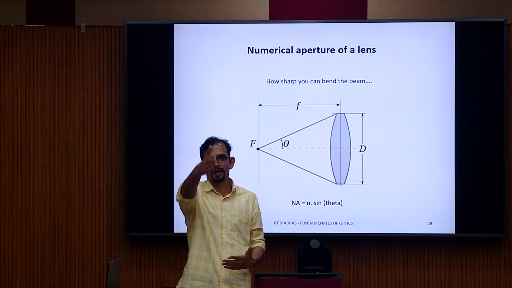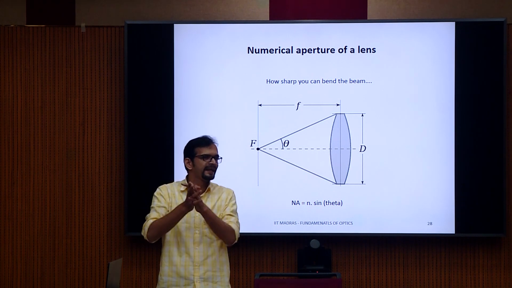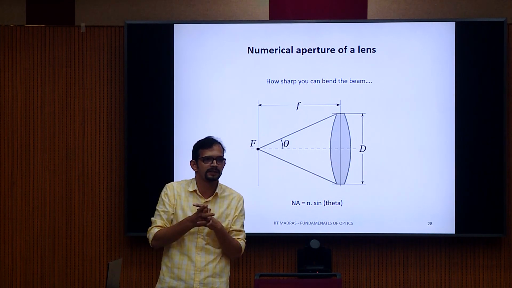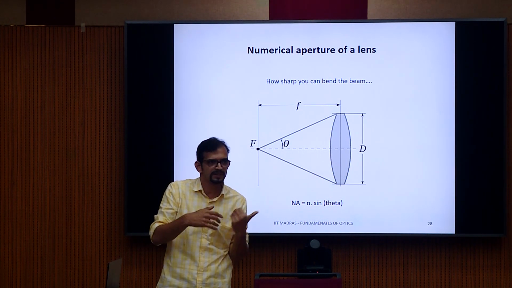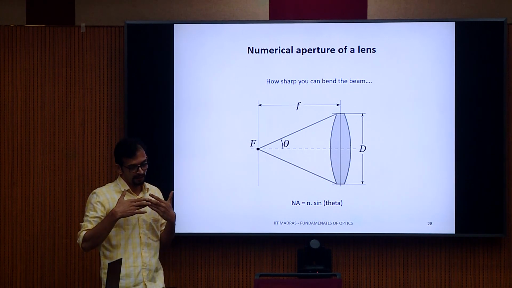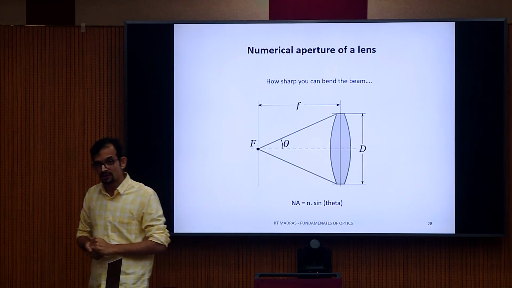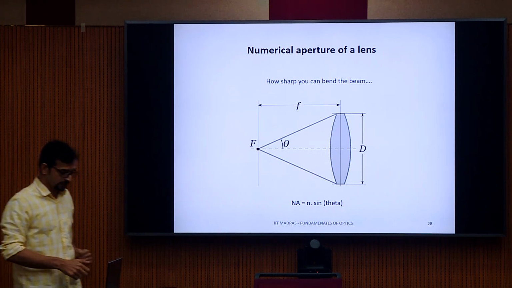It's clear? And if that camera is far from me, I use a smaller bending angle for that, right? I don't need to bend as much, right? And this property is basically called numerical aperture. And this will help us to define the resolution of a lens.